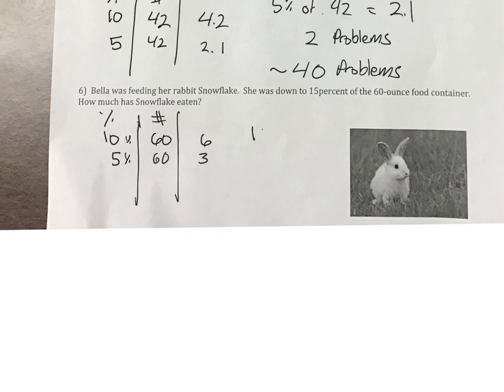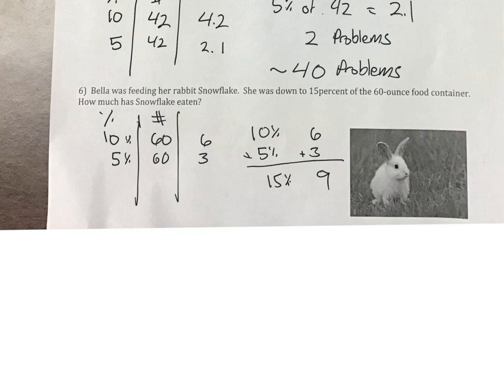So let's build this back up. 10%, 5%, 6 plus 3, 6, 7, 8, 9. 15% is 9. Okay, so what does that mean? She was down to 15%. So she ate how much? Well, if you put 9, you're going to get it wrong. She was down to 15%.